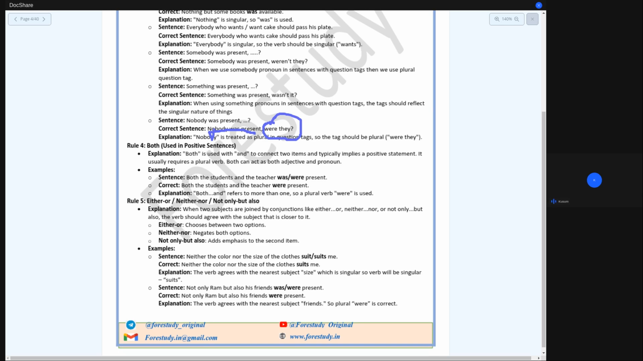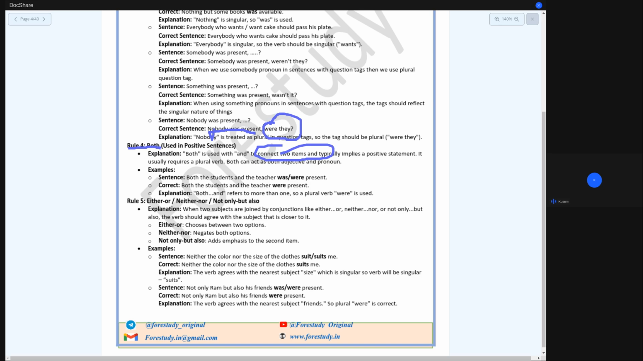Now, let's start with our rule 4. Okay. So, here, rule 4, as you will see, it talks about both and it is used in positive sentence. Okay. Now, this is a straightforward but very useful rule for ensuring your sentences are grammatically correct. The main idea here is that both is used to refer to two items or people together. It connects two items, okay, or two people.